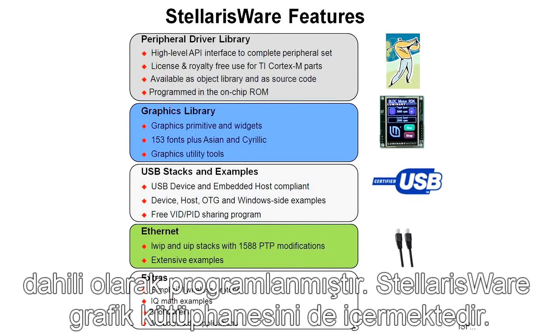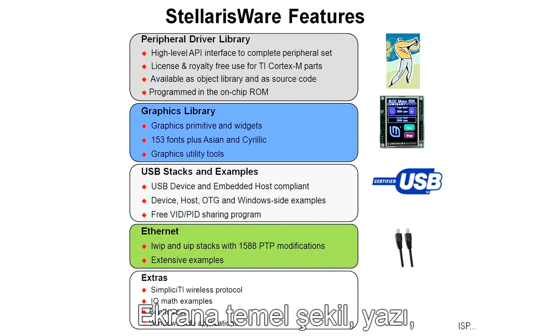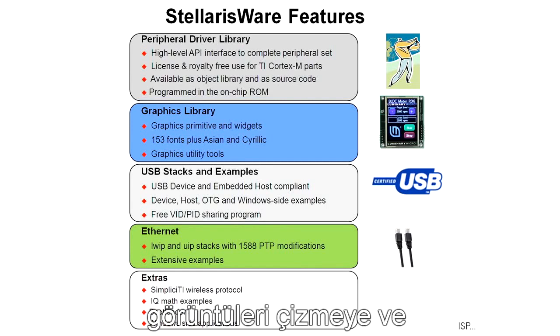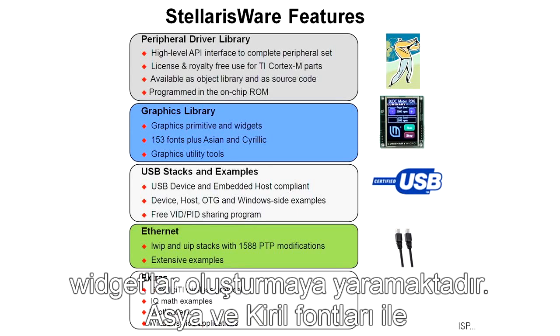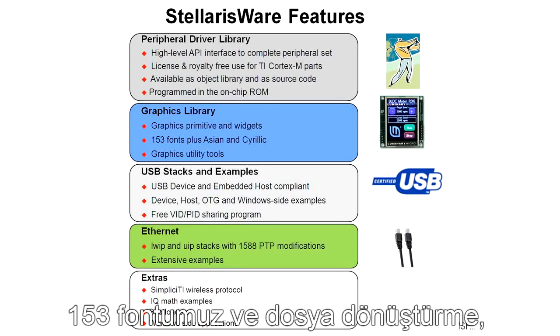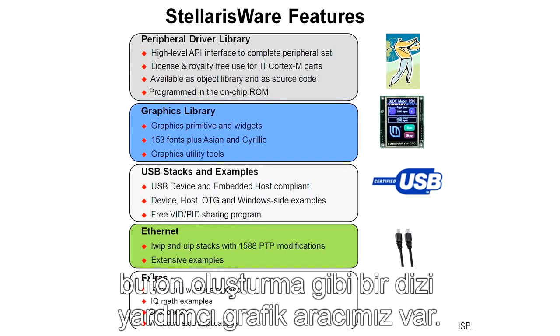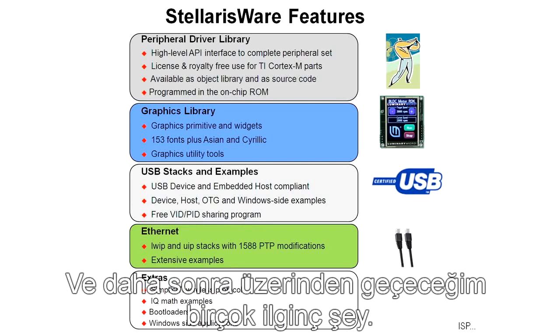Stellarisware also includes the graphics library. That's graphics primitives for drawing shapes, text, images on the screen, and widgets to tie touchscreen buttons to in-program actions. We have 153 fonts, plus Asian and Cyrillic, and a series of graphics utility tools for converting files and making buttons and some very interesting stuff that we'll go over later on.